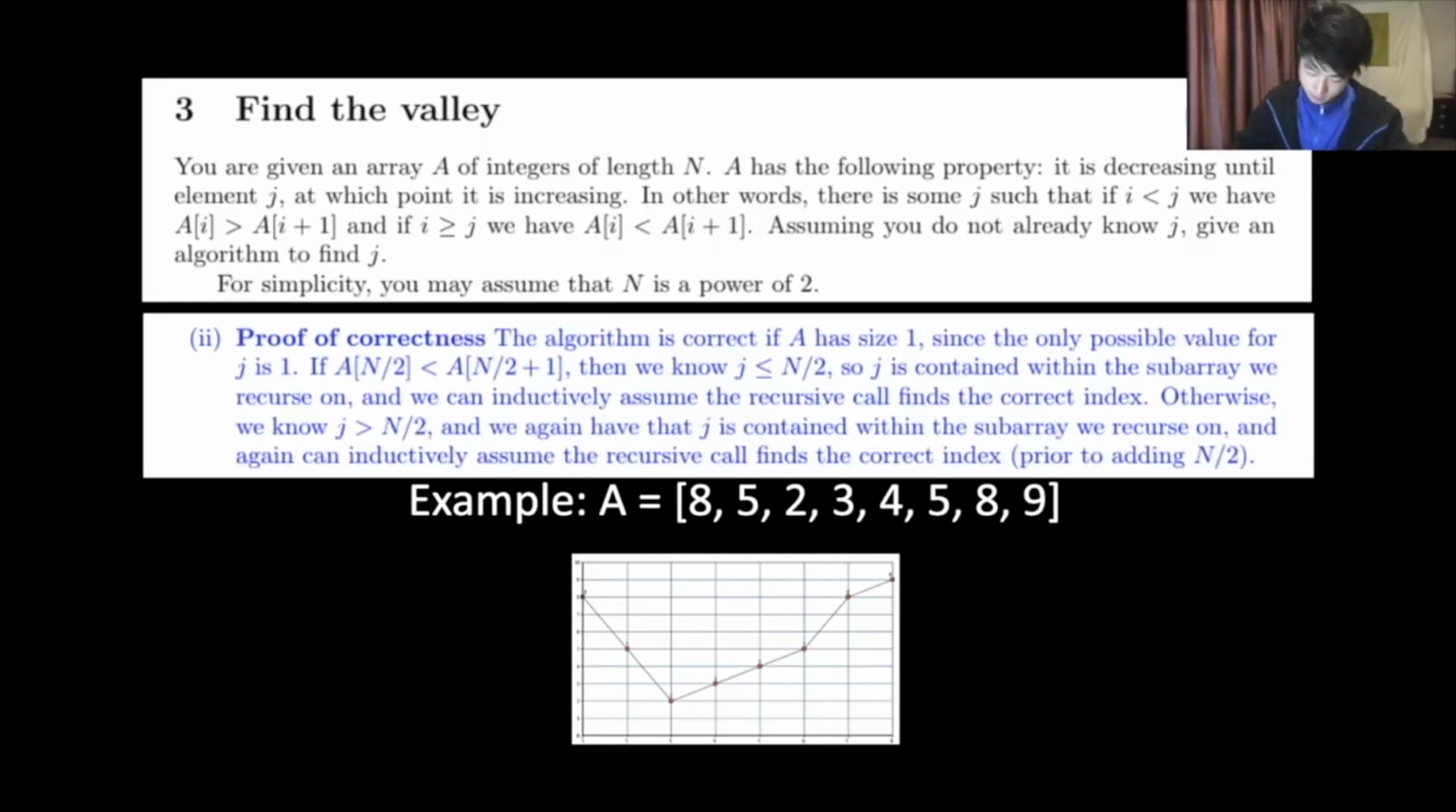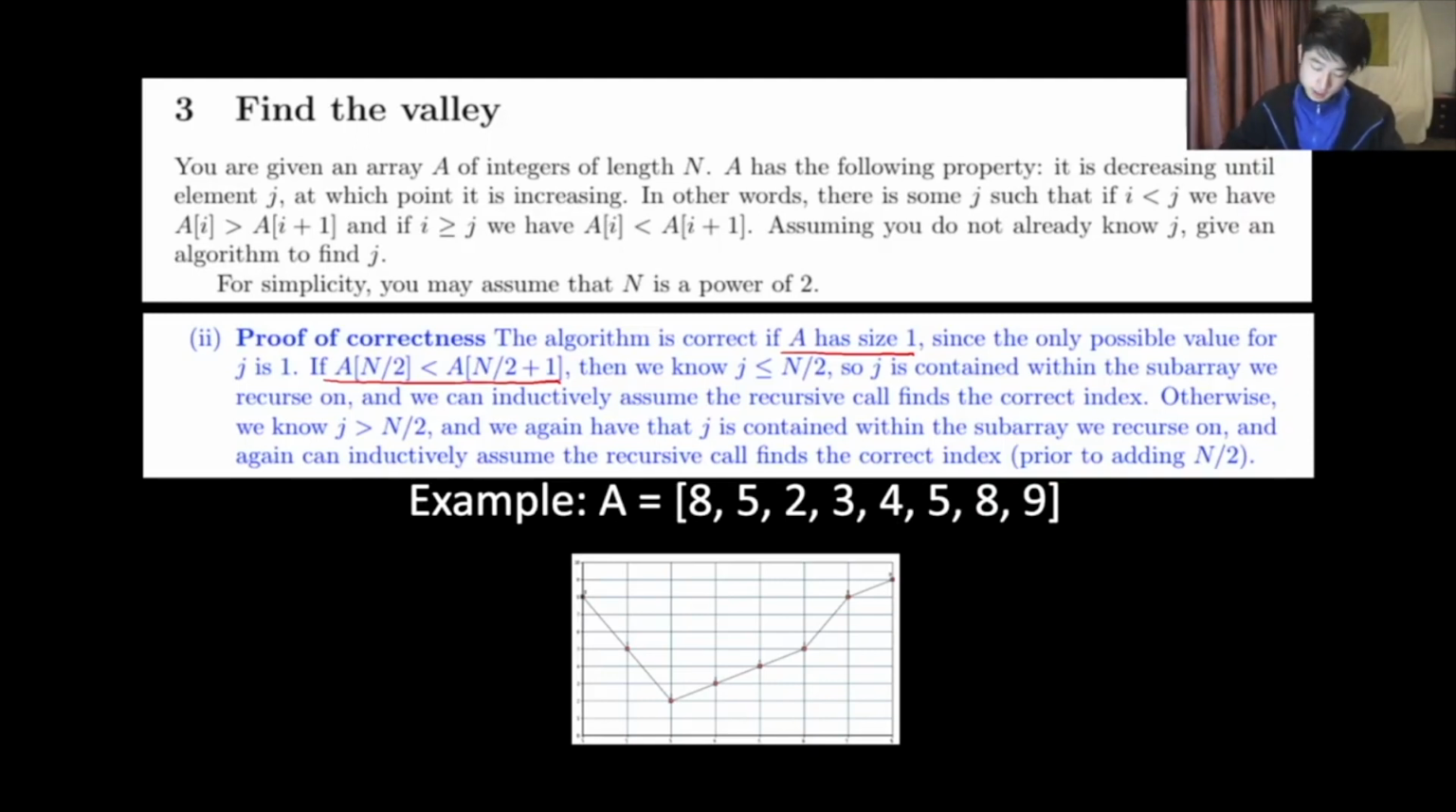When the function is called on an array of size 1, the only possible value is 1, so we just return 1. And now this is reiterating what we had from before. If the middle number is smaller than the right number, we know that the peak can't be on the half of the array to the right of the middle number, and therefore we're going to recurse on the left side. And by induction we're going to assume that the function does what we want it to do, i.e. find the value in that array.